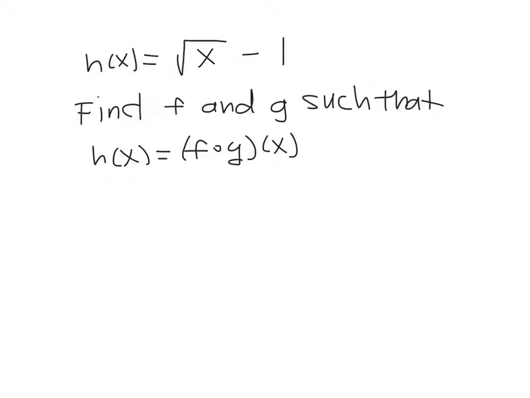Here we want to take a function and break it down into two other functions that their composition will make the original function. We have h of x equals square root of x minus 1. Our goal is to find two functions, f and g, so that when we take their composition, f composed with g of x, it's equal to h of x.